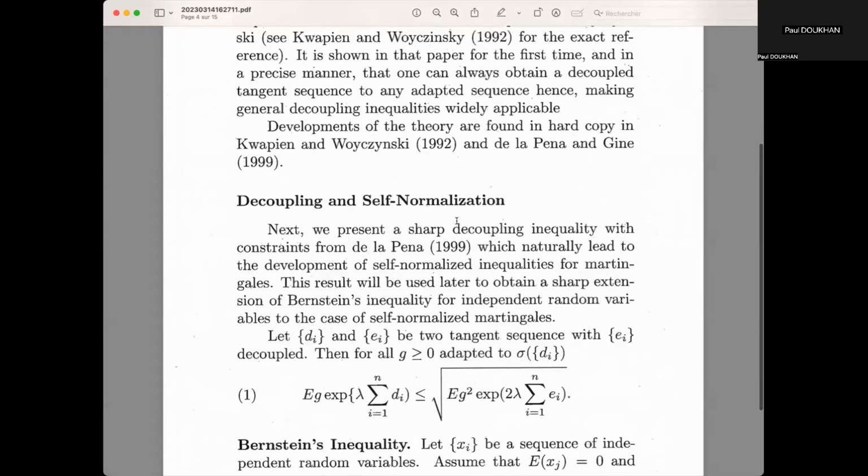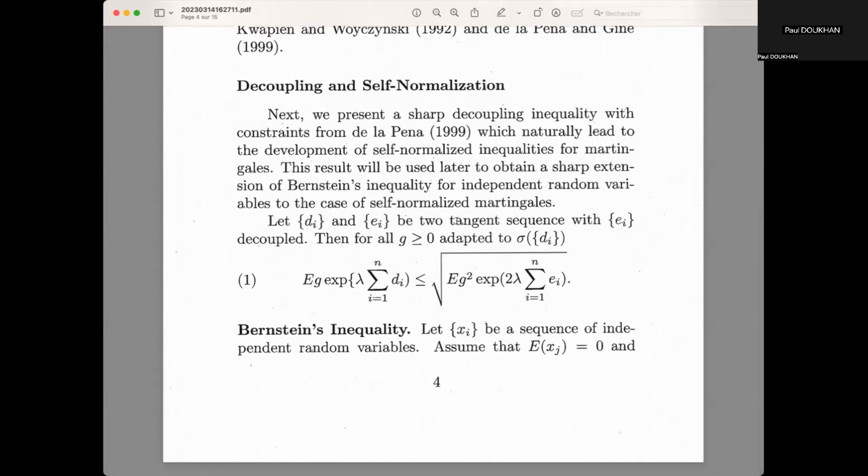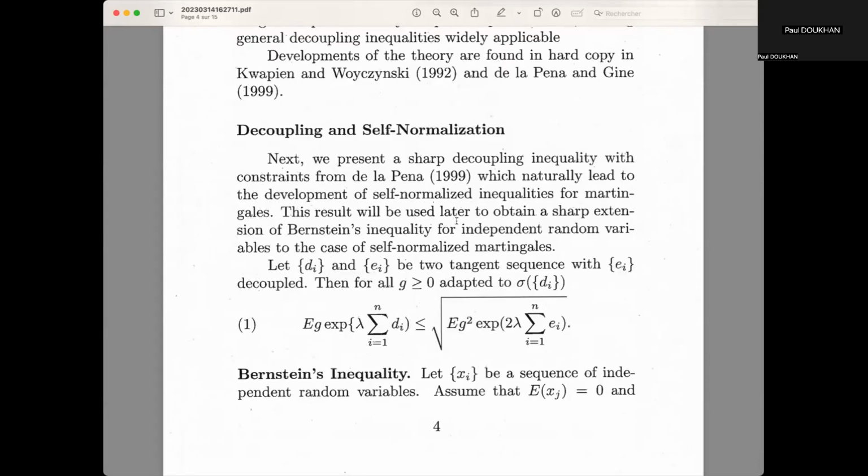So let's go up. That appeared in the Annals of the Institut Henri Poincaré. I developed this self-normalized inequality, except that G was equal to 1. G is important, I'll show you why.